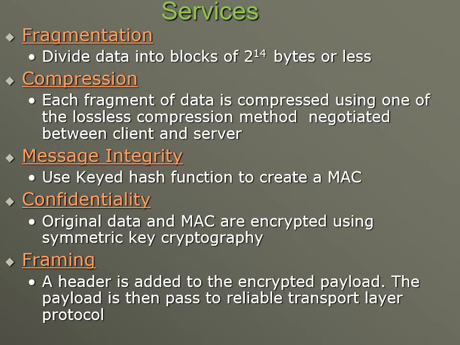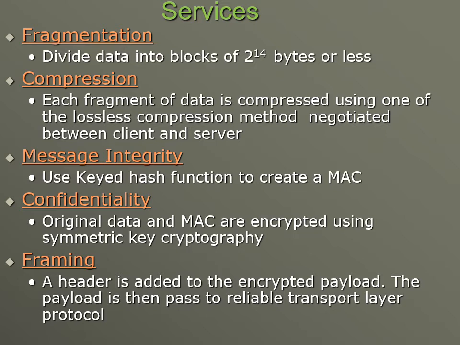Next are the different services provided by the Secure Socket Layer. Basically SSL provides several services on the data received from the application layer. The first one is fragmentation. First SSL divides the data into blocks of 2 raised to 14 bytes or less. Then each fragment of data is compressed by using one of the lossless compression methods negotiated between the client and the server. Whereas this compression is completely an optional service.